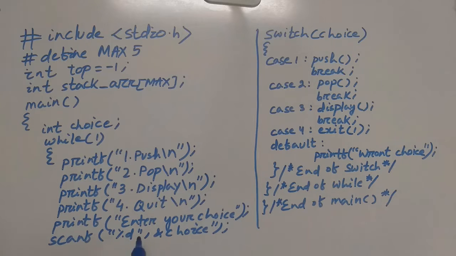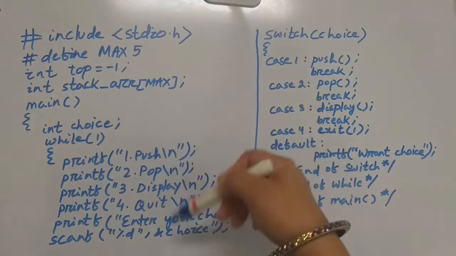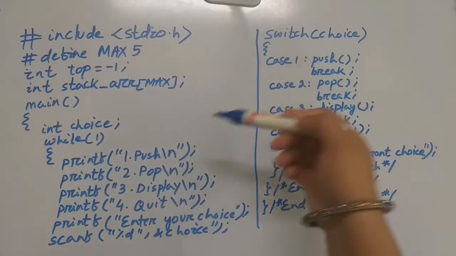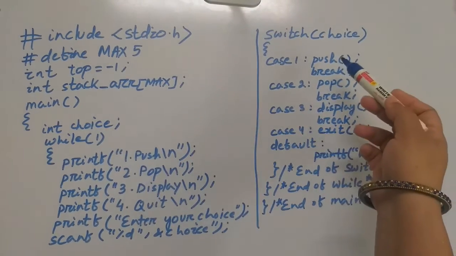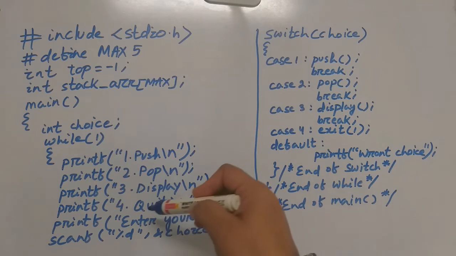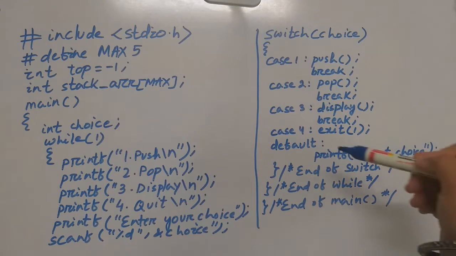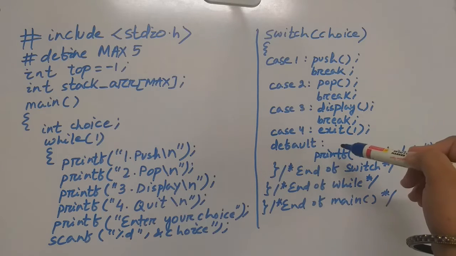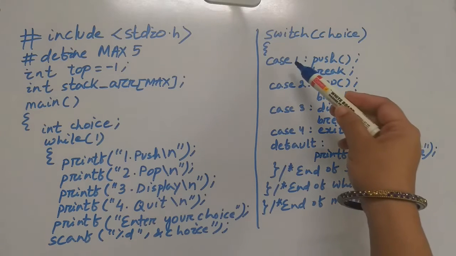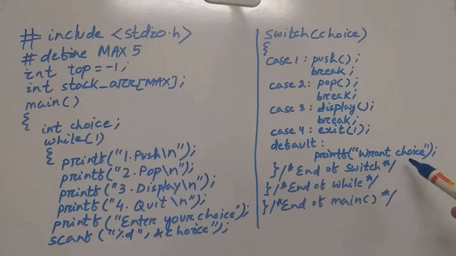And first you read the choice with %d and ampersand choice. Then within the switch case, you write down the choice. If we enter any choice 1, 2, 3, 4, then that function is called. 4 is for quit, and any other value is a wrong choice. Here the default value prints wrong choice if we do not enter 1, 2, 3, 4.